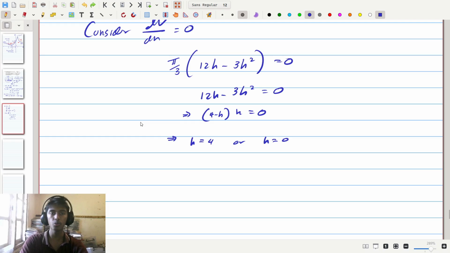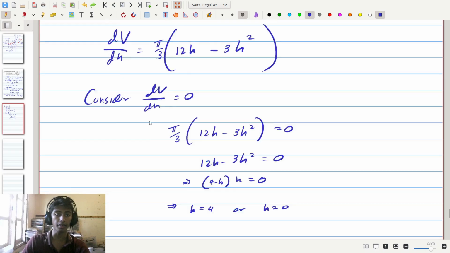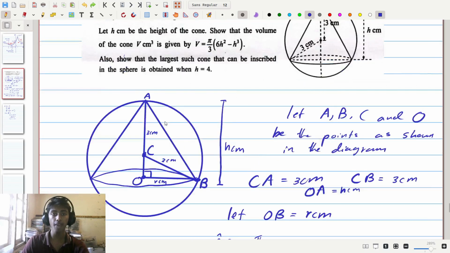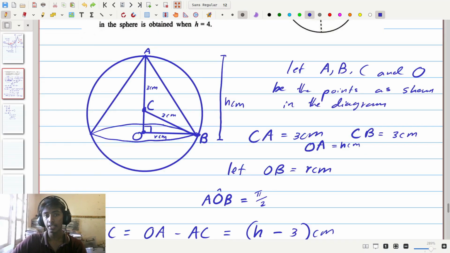Now from these two, one is valid and one is invalid. If we consider the situation that we have here, our height h needs to be a positive value. It needs to be somewhere in between 0 and the maximum possible height that it can be, which if you look at the diagram, you can see the maximum possible height that the cone can have is going to be this height, because if the cone looks like this, it's going to have the maximum possible height that it can have.